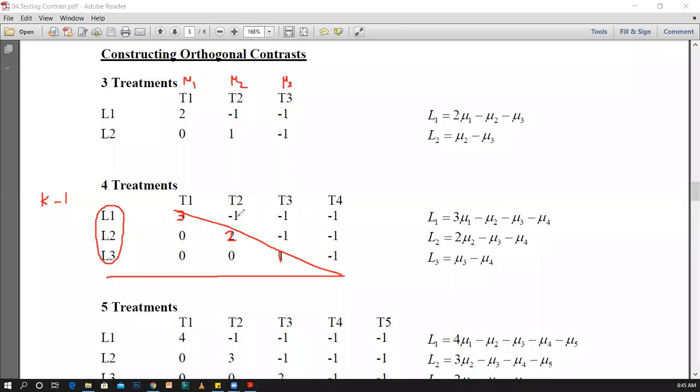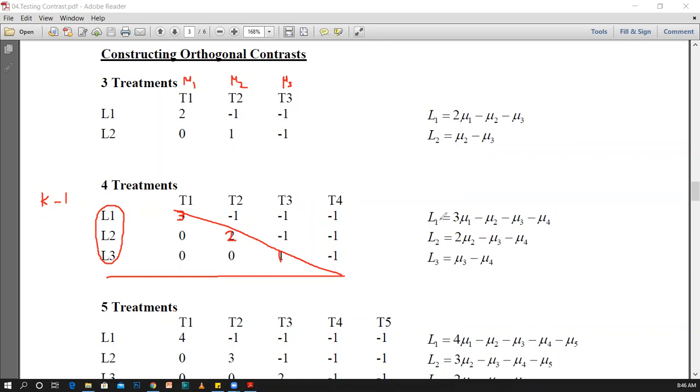The remaining can be kept as minus 1, and to balance, the other values are minus 1. So we have 3 minus 1 minus 1 minus 1. Therefore, the first contrast is 3 times mu1 minus mu2 minus mu3 minus mu4. The second contrast is 2 times mu2 minus mu3 minus mu4. The third contrast is mu3 minus mu4.